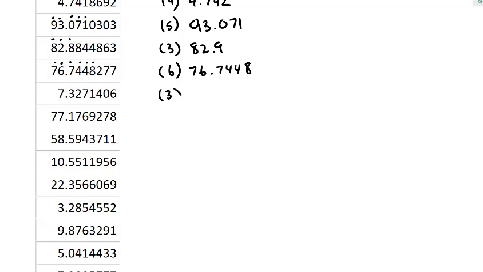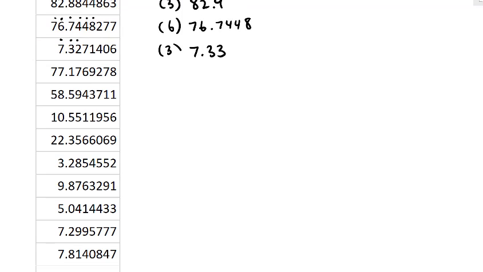Let's go to 3 significant figures. 1, 2, 3. It rounds up. 7.33. Okay, let's go to 2 significant figures. 1, 2. Rounds down. 77. Let's go to 3 significant figures. 1, 2, 3. It rounds up, so it's 58.6.